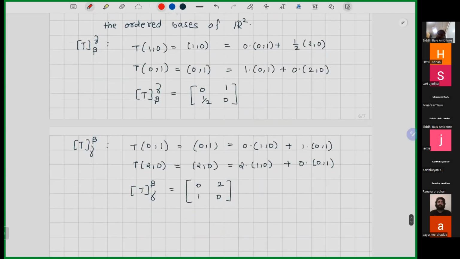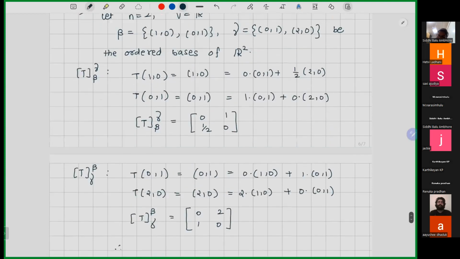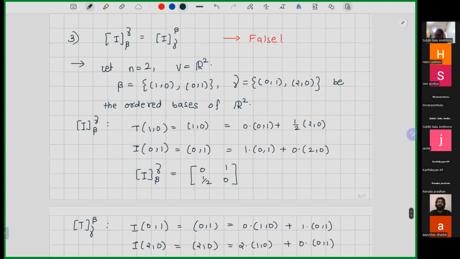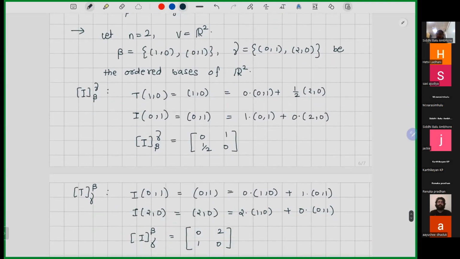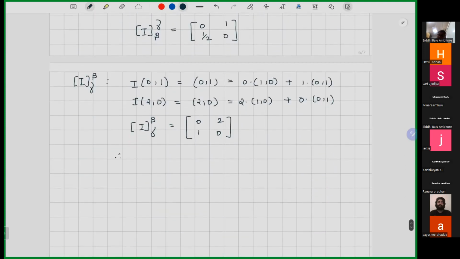Let me just be clear: T is my I, we are talking about the identity transformation. Since this is not true for identity, this may not be true for any given linear transformation as well. So I beta gamma is not equal to I gamma beta.